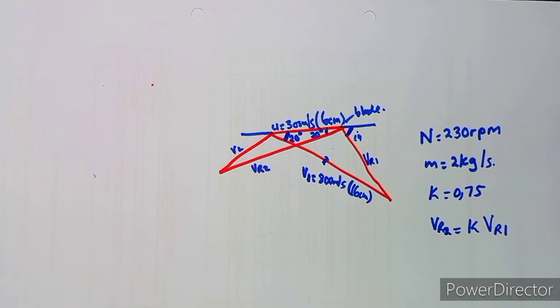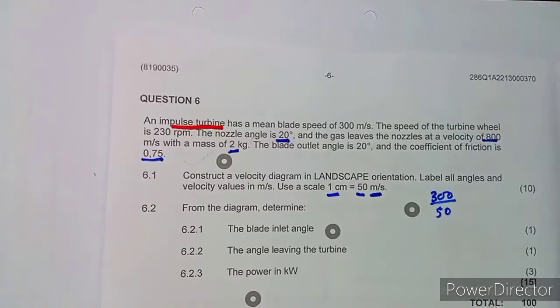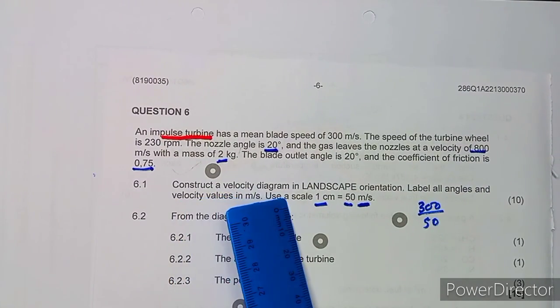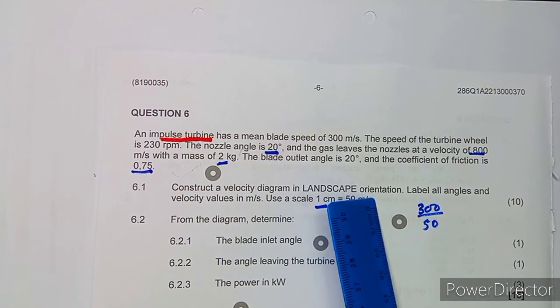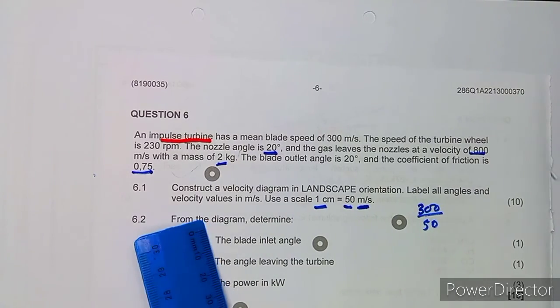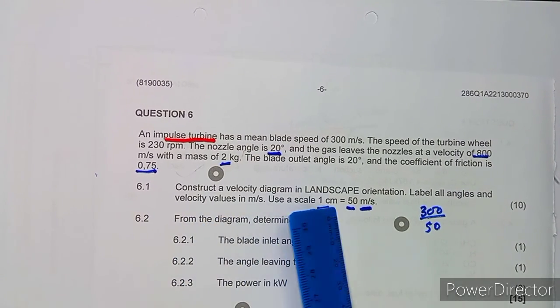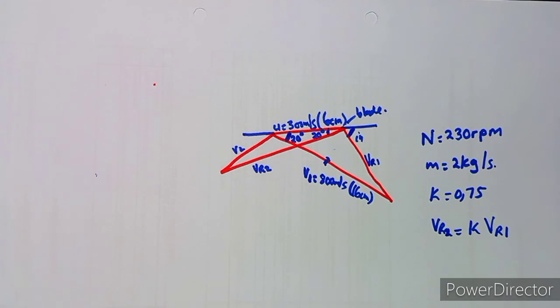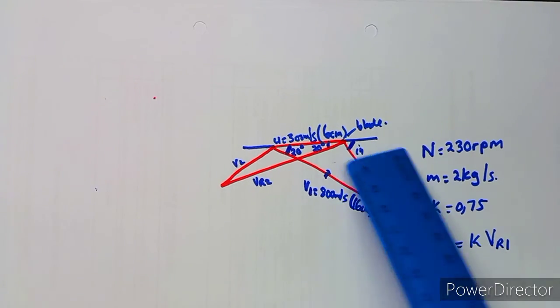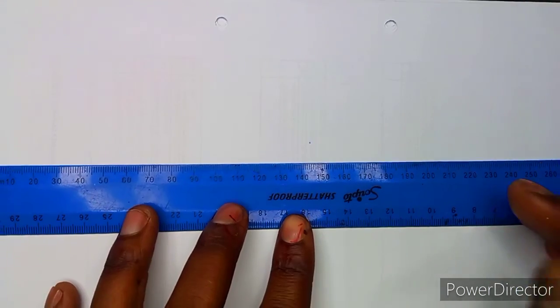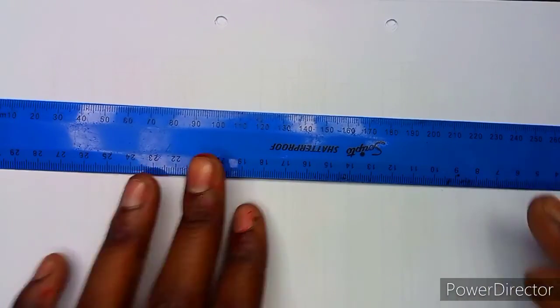Not wasting much of your time, guys, let us quickly have a diagram of how it is going to be. This is supposed to be in landscape. Take note, construct a velocity diagram in landscape orientation, label all angles and the velocities in meters per second. Use a scale of 1 centimeter to 50 meters per second, the one that we talked about. Let us just start with this line. It's going to help us to have everything done. I'm just going to draw this line.